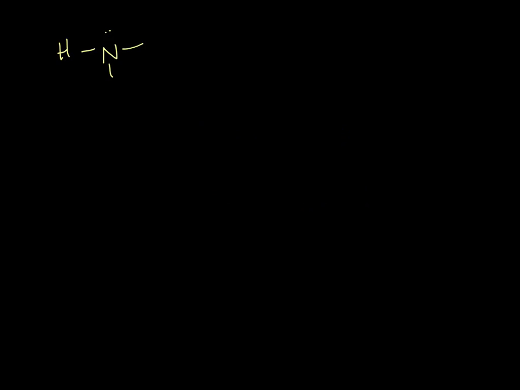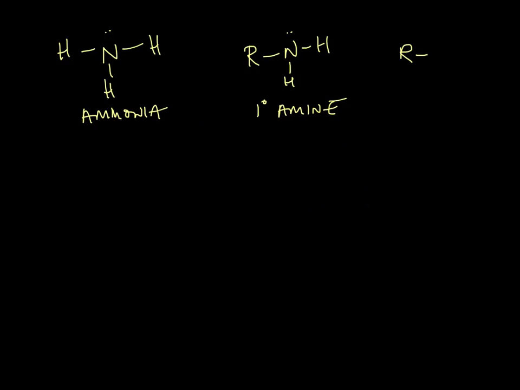So for example, if all 3 of those are hydrogens, then we call this ammonia. And if you have 1 carbon and 2 hydrogens, we have 1 carbon attached, so this is called a primary amine. If you have 2 carbons attached, those could be the same or different, and 1 hydrogen, we call this a secondary amine.